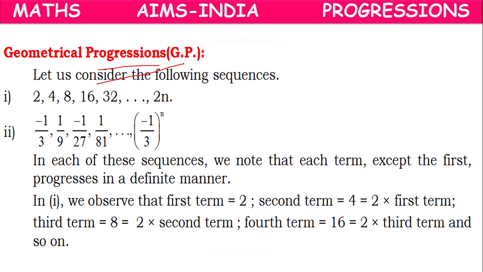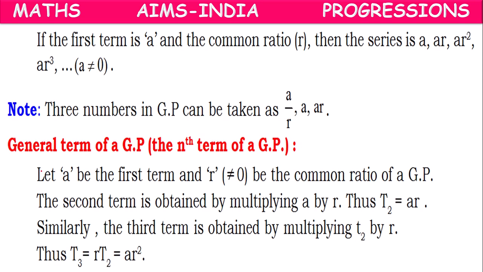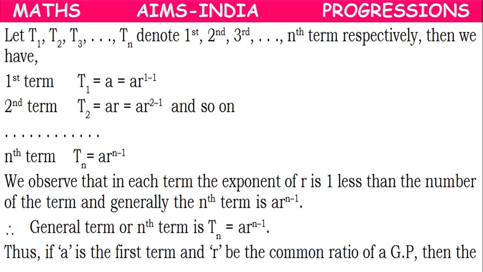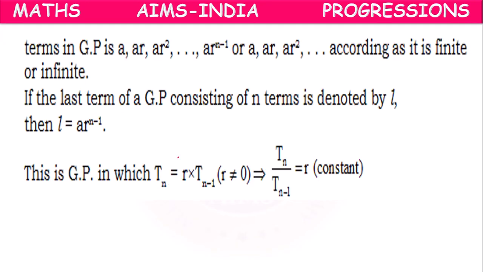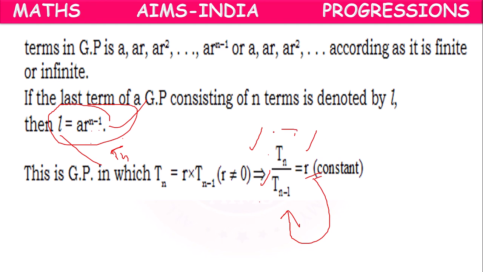About geometric progression we have discussed. The general term of a geometric progression, which is Tn equal to a r to the power of n minus 1. And the last term, also denoted as L, whose formula is a into r power n minus 1. And r here means common ratio. Its formula is given by Tn by Tn minus 1, means the nth term by its preceding term. That ratio is called the common ratio, which is denoted by r.